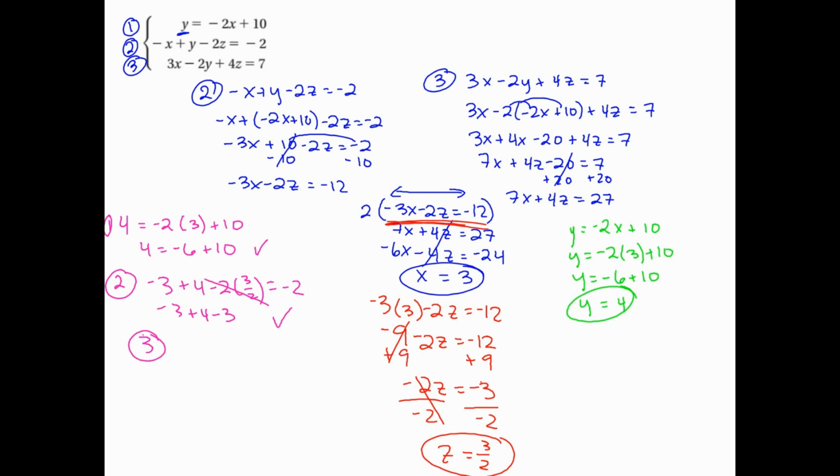Now our last one, and this is our absolute last problem. So, good job hanging in there today. So 3x is 3, and then minus 2y, y is 4, and then plus 4z, z is 3/2. So that equals 7. Does it equal 7? Well, let's check it out. 9 minus 8 plus 4 divided by 2 is 2. So 2 times 3 gets us 6. So 9 minus 8 is 1. 1 plus 6 is 7. Yes, that one also works out. So all of those numbers worked out.